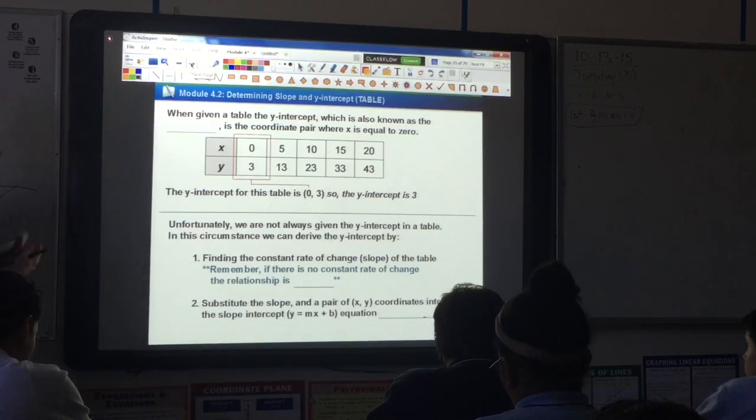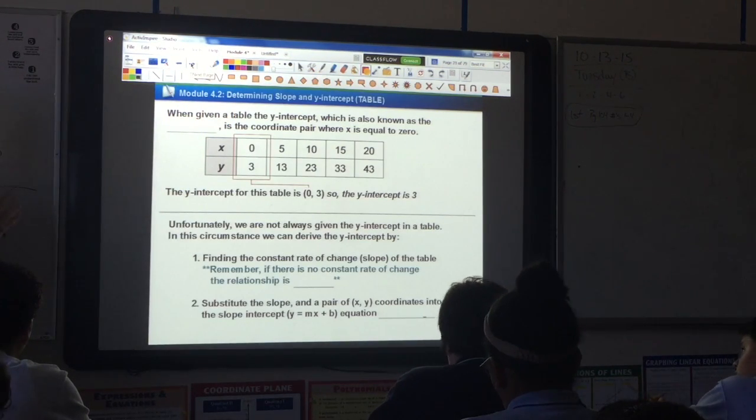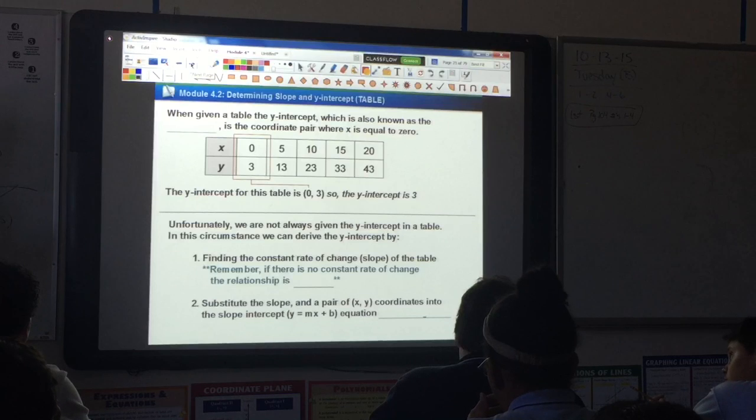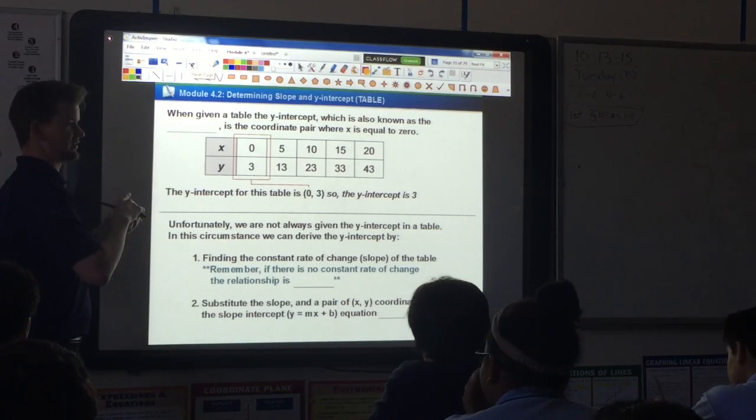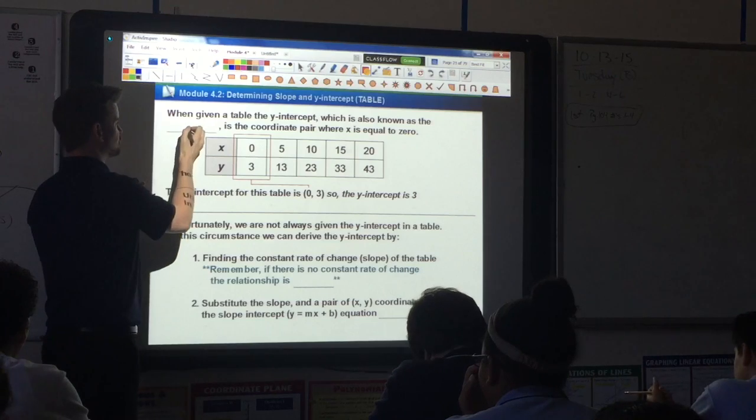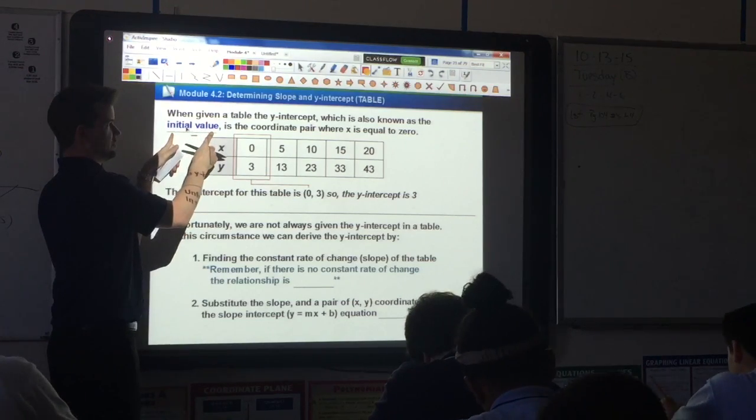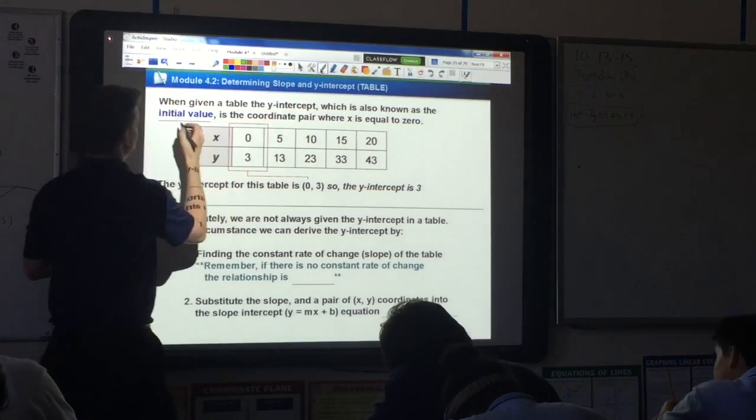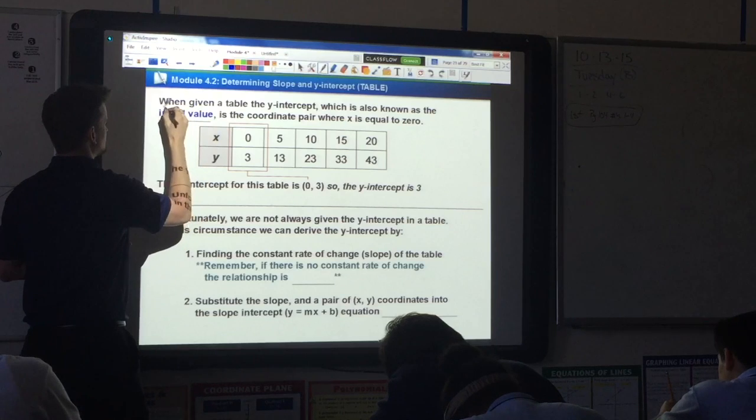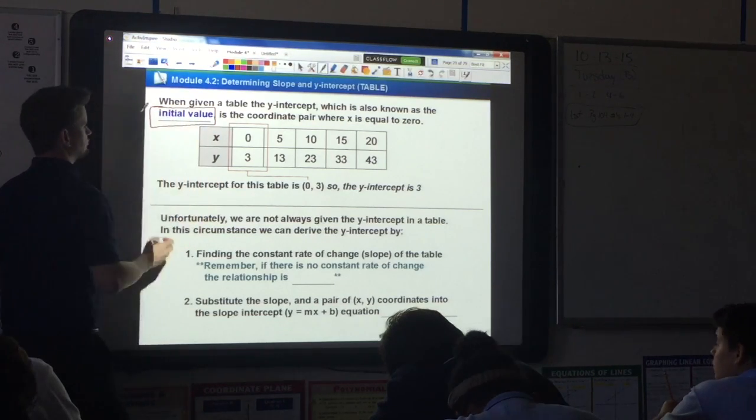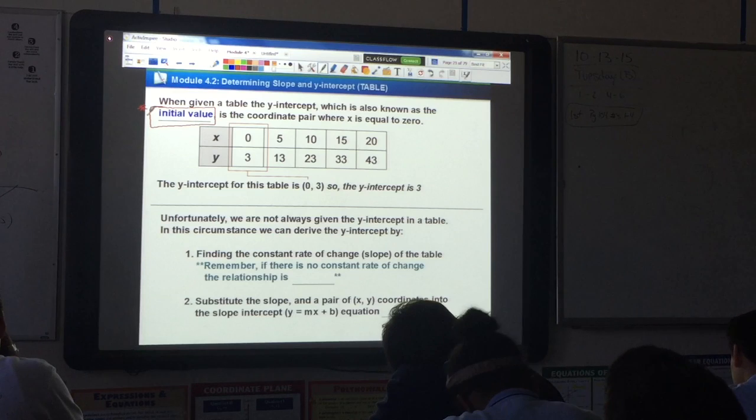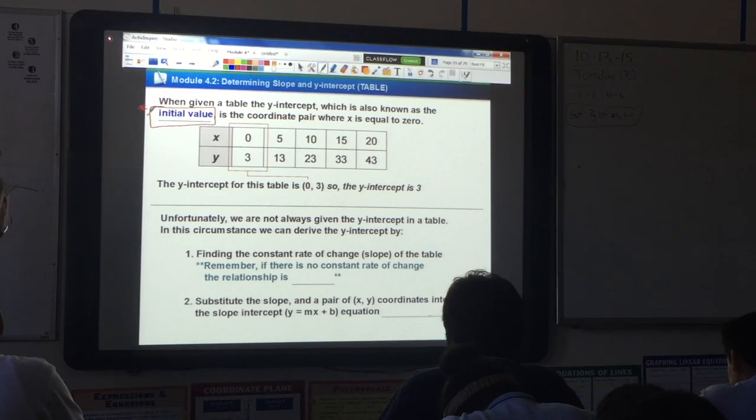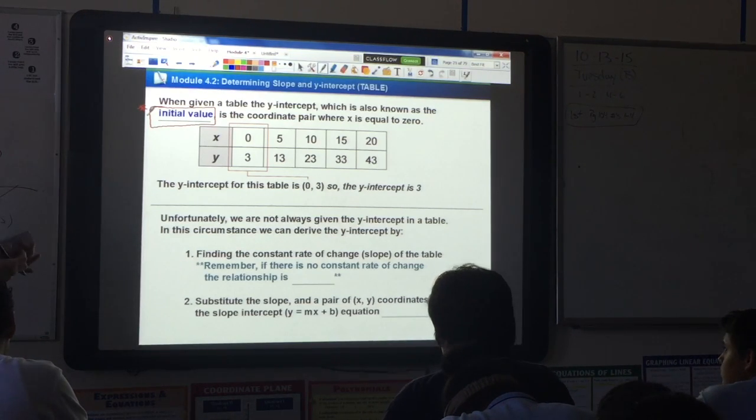So, what we have here is finding the y-intercept from a table. Depending on the table, this could be easy, this could be hard. When we're given a table, the y-intercept, which is also known as, this is key, you must know that the y-intercept is also known as the initial value. This is probably the most important vocab word in the module, initial value. Y-intercept, initial value, exact same thing.